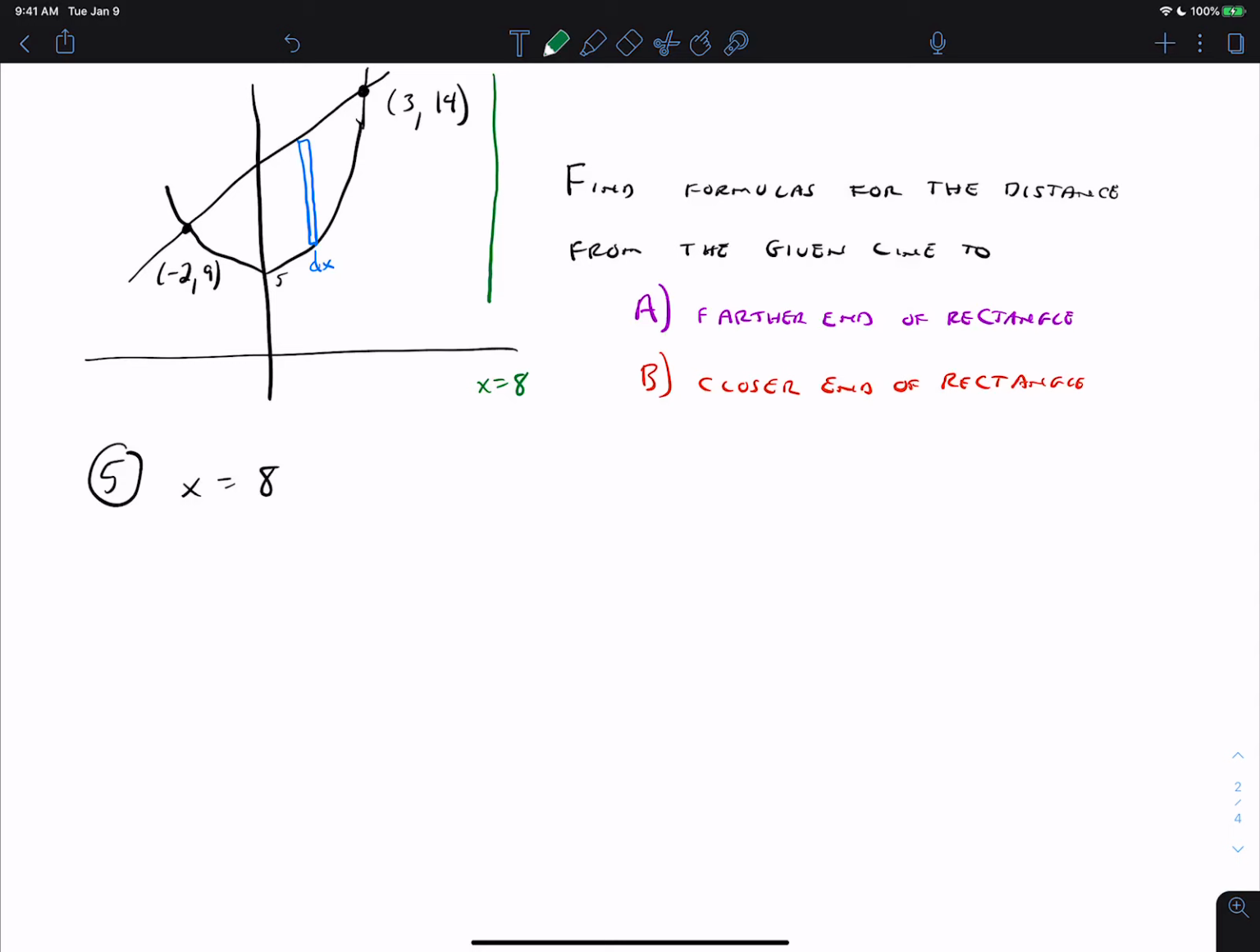And we're going to look at now the distance between x equals 8 and the farther and closer end of the rectangle. Pause the video and think closely about what that's asking, and think what's weird about that.